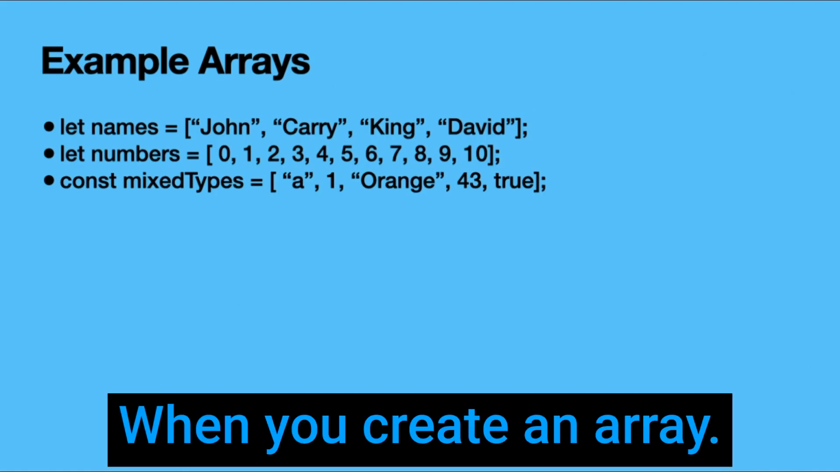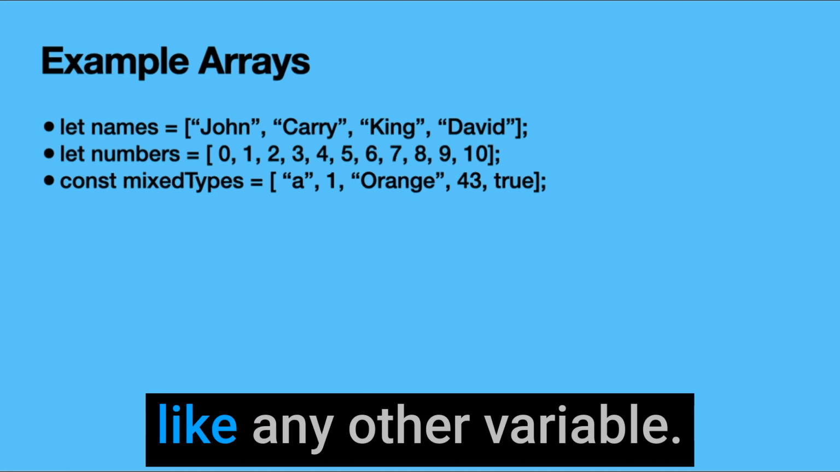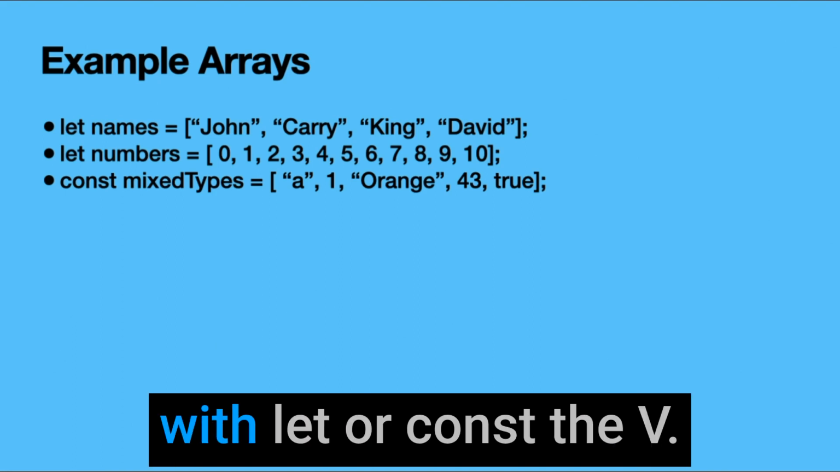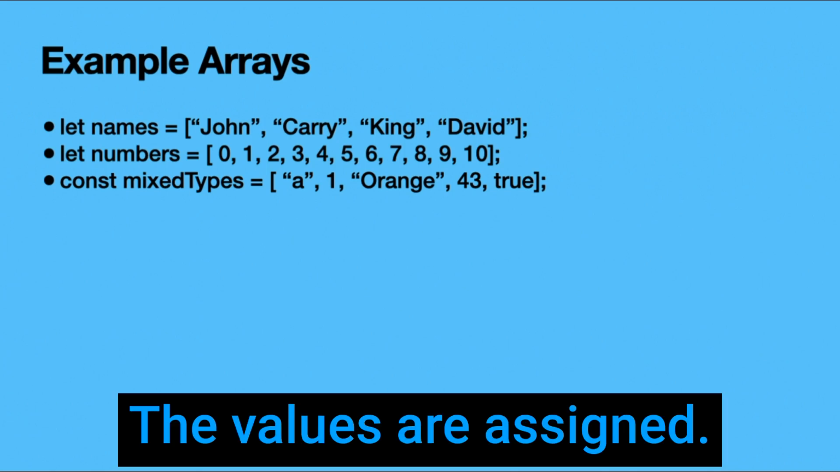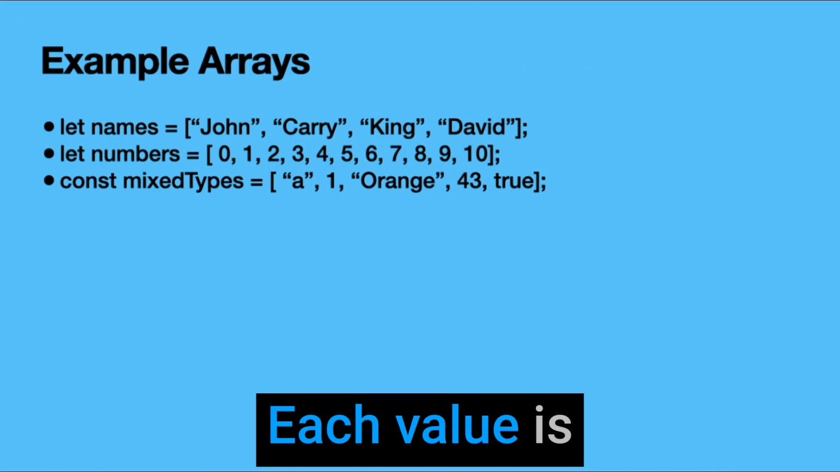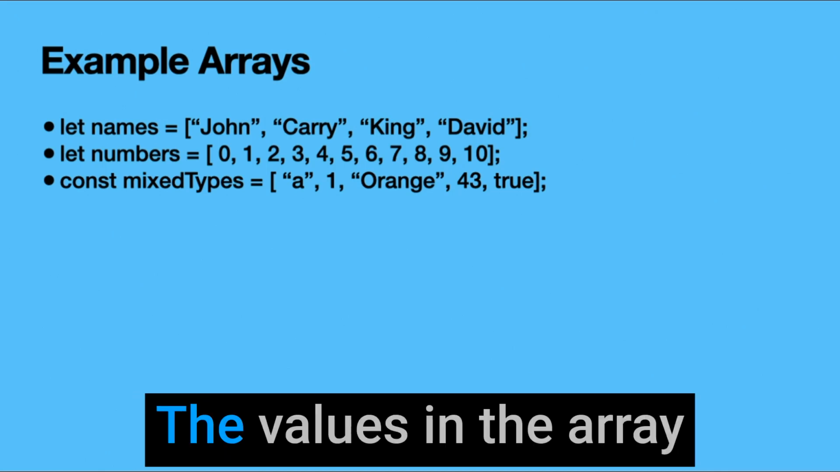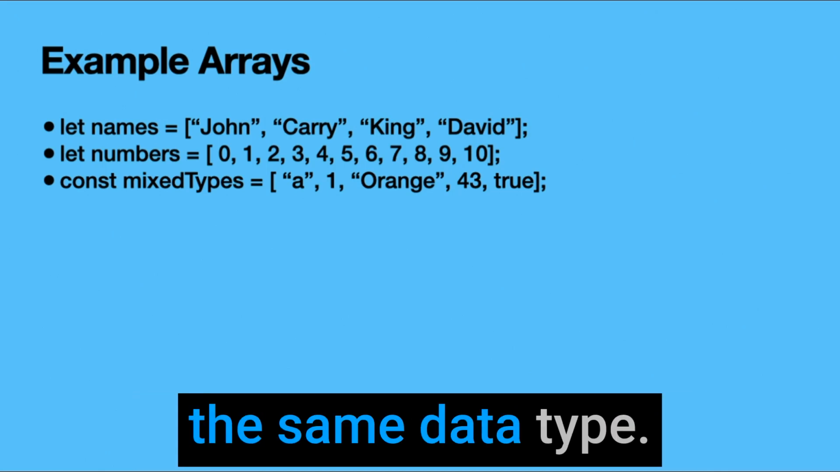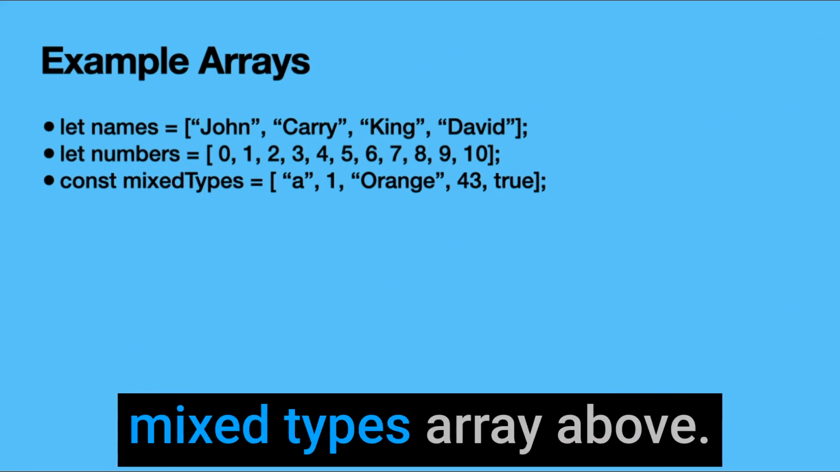When you create an array, you give it a name, just like any other variable, and you declare it with let or const. The values are assigned in the array inside of a pair of square brackets. Each value is separated by a comma. The values in the array do not need to be the same data type, as you can see in the mixed types array above.